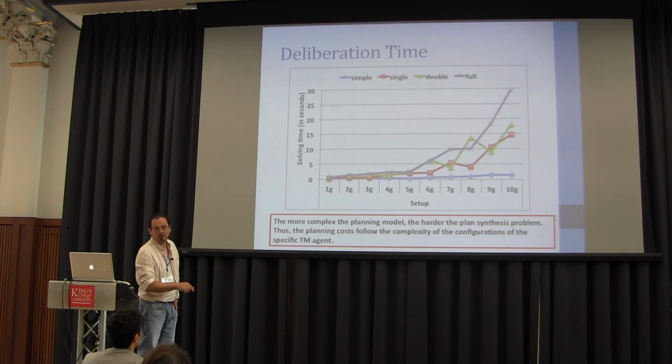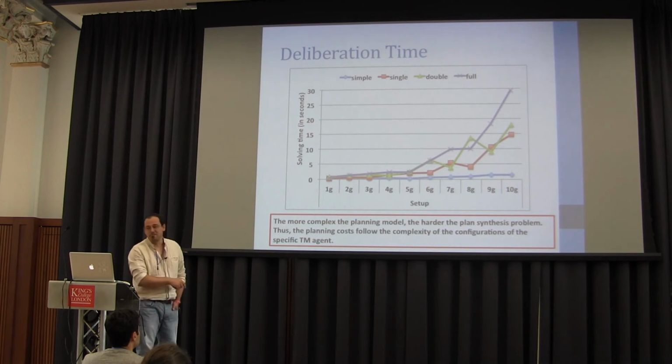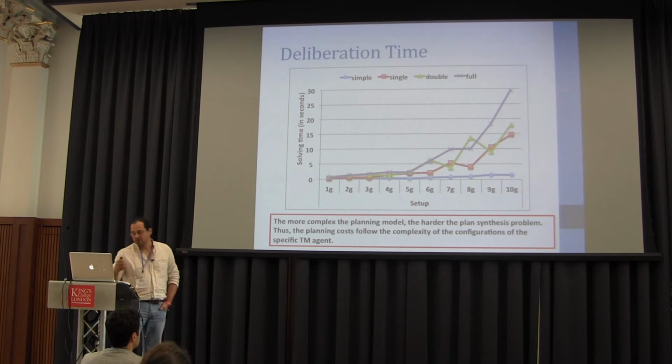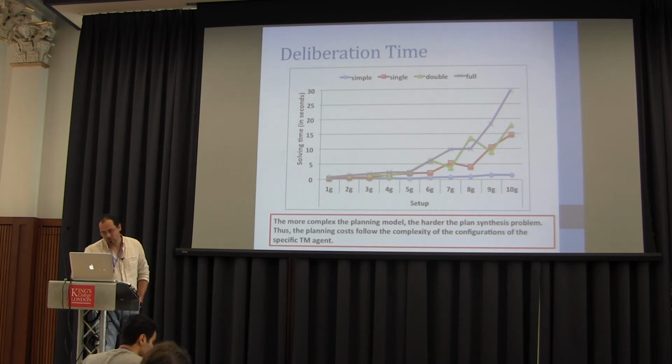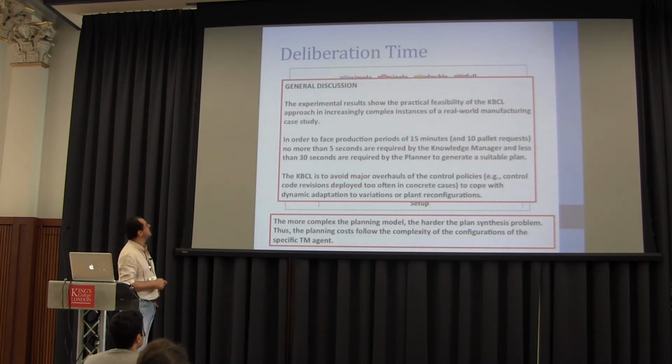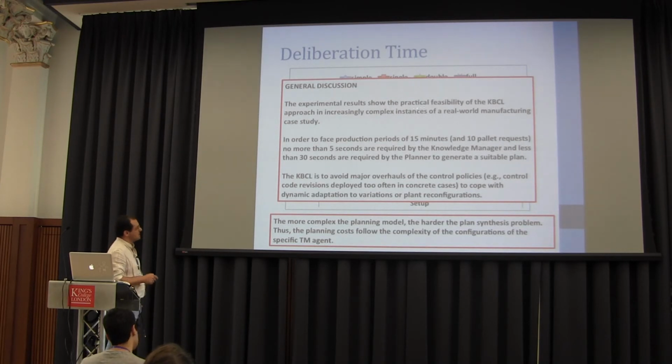We have, for 10 requests for pallet movements in 15 minutes, a cost that is 30 seconds. So this is something that is okay with our requirements. In general, I can say that these results allow us to say that the deployment of the knowledge-based control loop is actually feasible in the pilot plant that we considered.